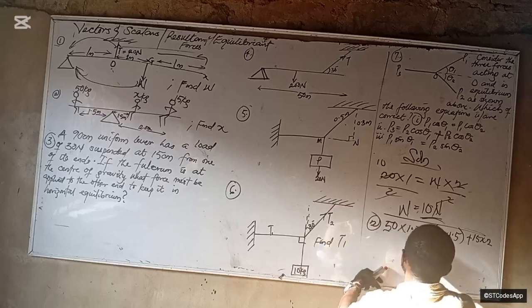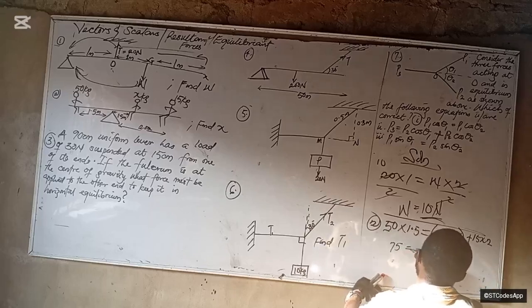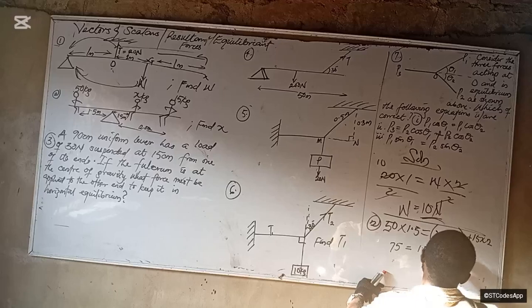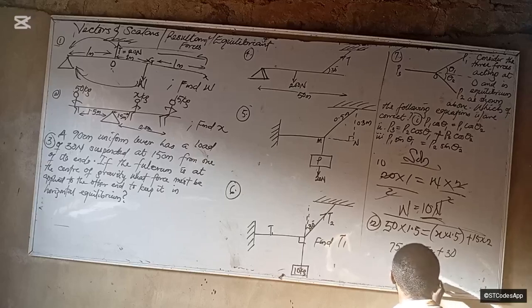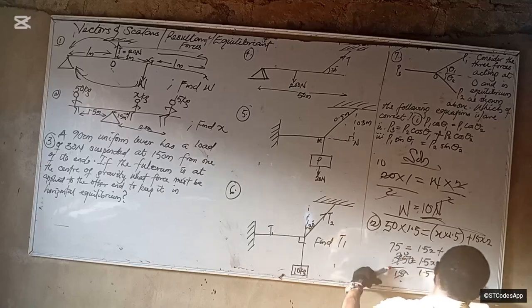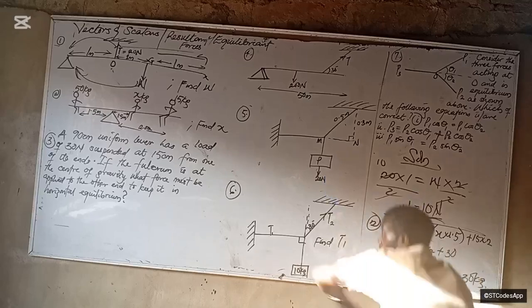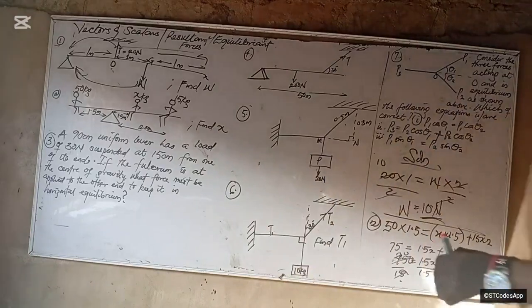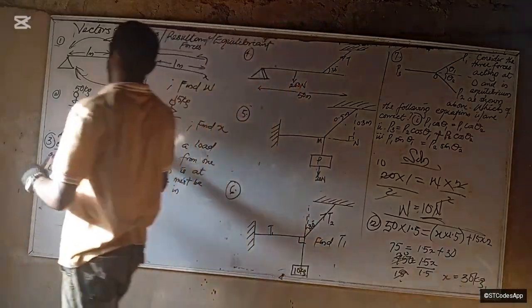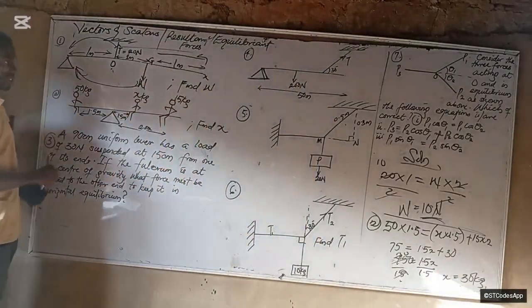Okay. So 50 times this, 15 times 5, 75, is equal to 1.5X plus 30. You subtract: 45 is equal to 1.5X. Divide both sides by 1.5. So that will be 15, 450 here, 1 here, 30. So X is equal to 30 kg. And it means there is a mistake with the question if 30 kg is the answer. Do you understand? There's a mistake with the question. Maybe this place is not 1.5. You get what I'm saying?